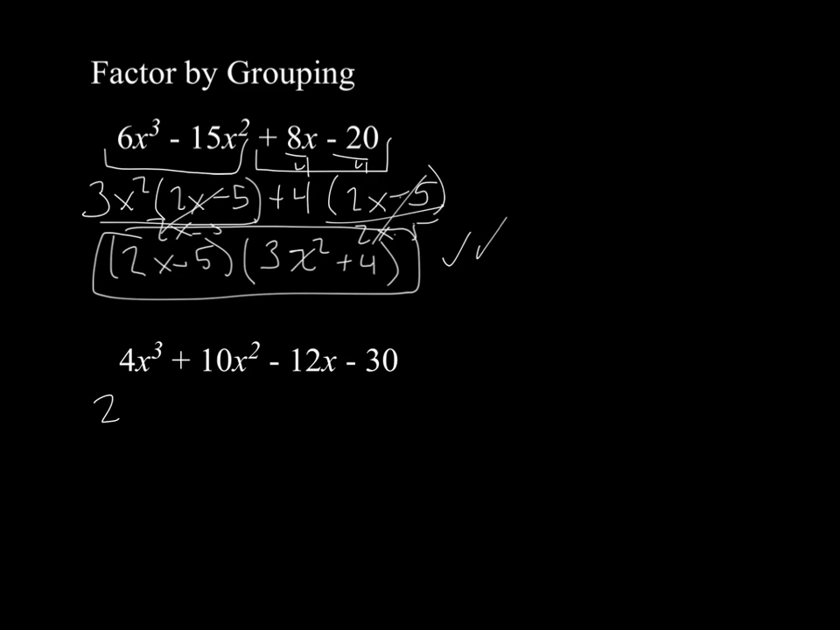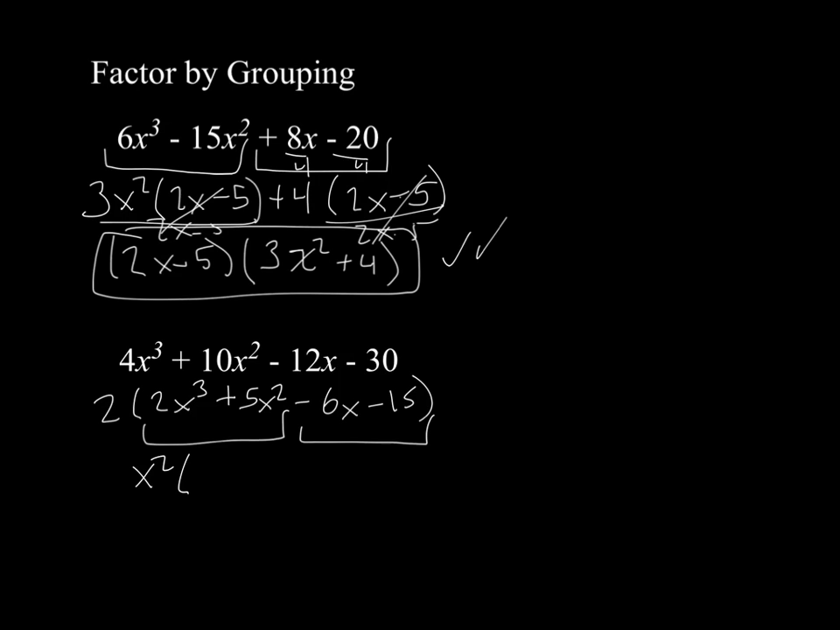So we're going to factor out a common factor of 2, which is going to make this 2x cubed plus 5x squared minus 6x minus 15. All I did was divide all four terms by that GCF of 2 to pull that GCF out. Now I'm going to group these two and group these two. The first two do have a common factor of x squared. So we pull out that GCF from that first set, and we're going to be left with 2x plus 5.